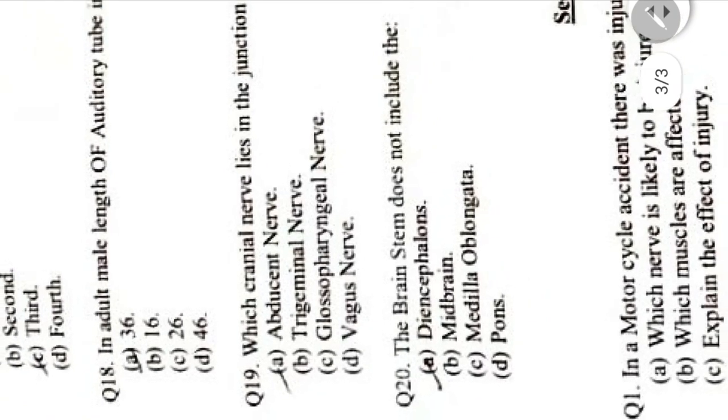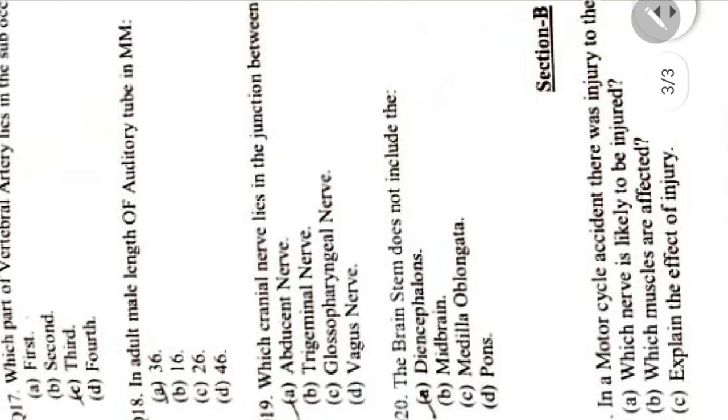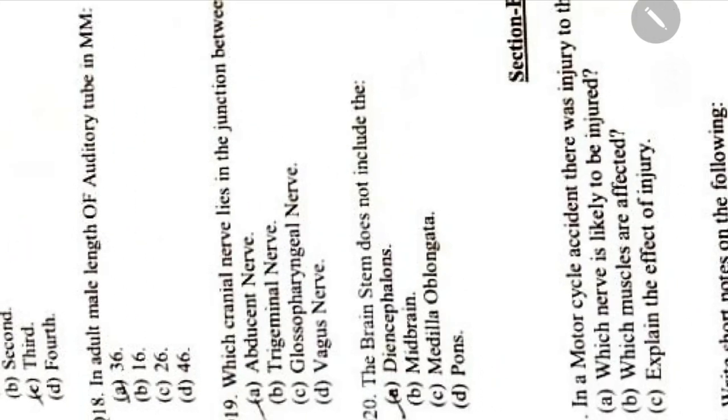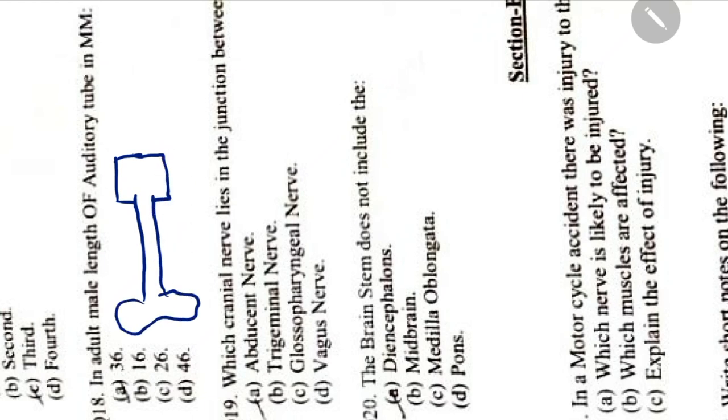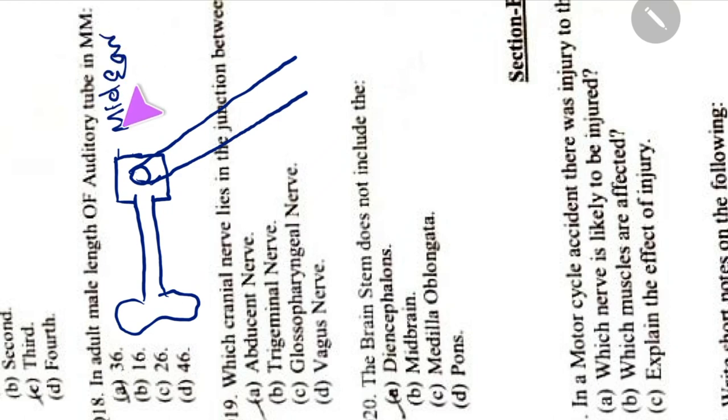Question number 18. In an adult male, the length of the auditory tube in millimeters. Now this is also a very important question. Keep focusing here. This you're seeing is a middle ear, right? On the lateral wall of the middle ear there is the tympanic membrane and all; I'm just trying to focus here on the external auditory meatus, and here you have the pinna. And on the anterior wall of this middle ear there is this tube reaching, and this tube is called the auditory tube. Anterior wall, there is an opening for this auditory tube, right?